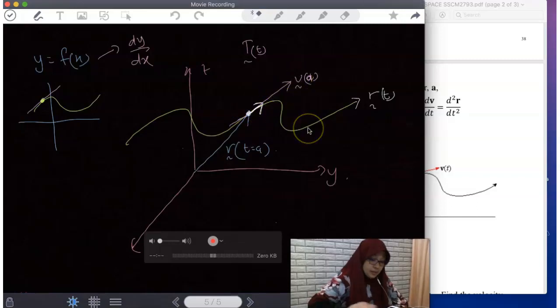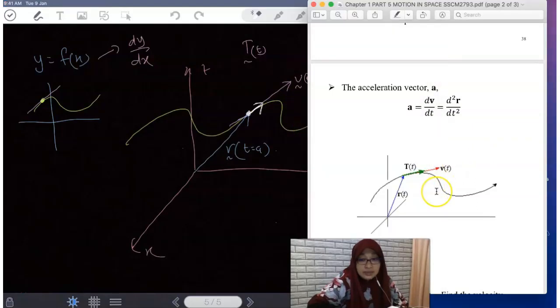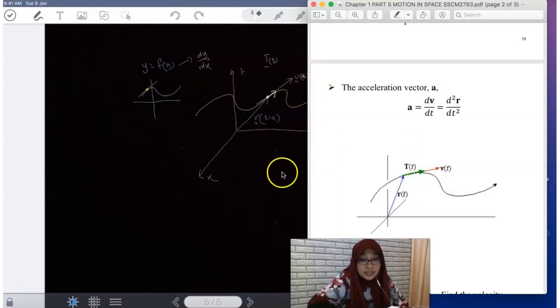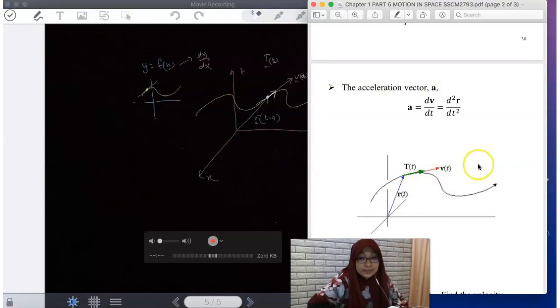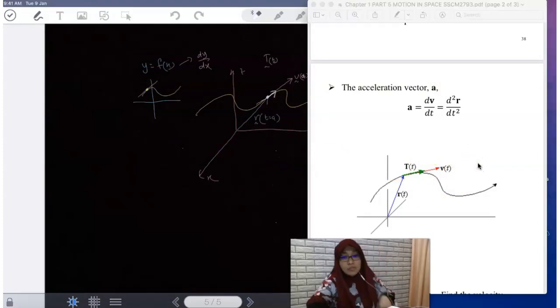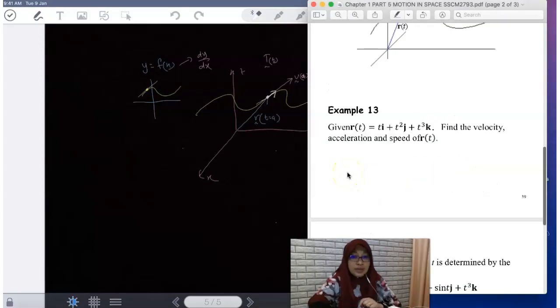Okay, so that is how we can relate the vector v and the unit tangent vector. Okay, so next example, we are going to solve this particular example.